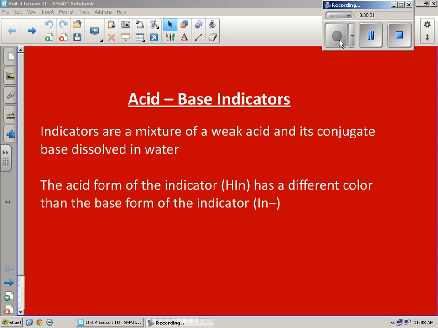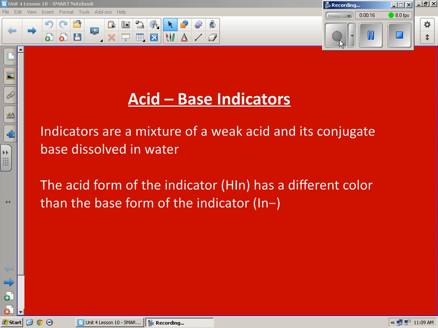Going to talk about acid-base indicators. We did this a little bit in Chem 20, so this is kind of a review for you guys. Indicators are a mixture of a weak acid and its conjugate base dissolved in water. The acid form of the indicator is written as HIN.